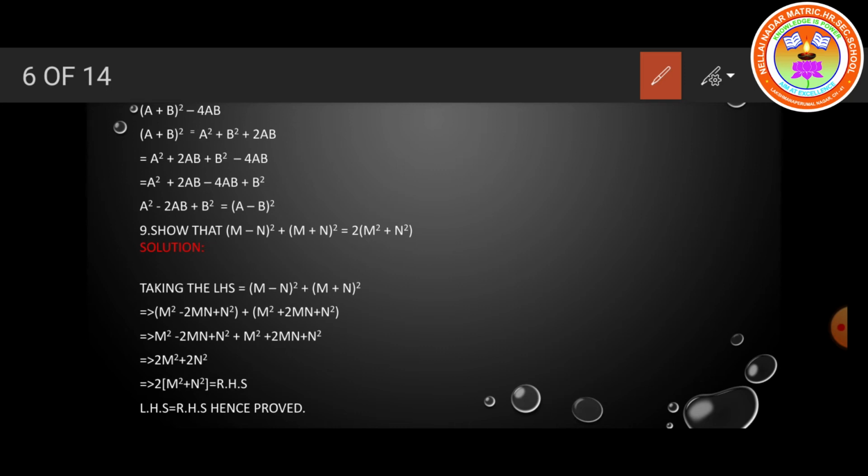This (m plus n) the whole square is equal to what? m square plus n square plus 2mn. Next, in between you have to put plus. Next one, (m minus n) the whole square means what? m square plus n square minus 2mn. Then we write: 2mn minus 2mn get cancelled.